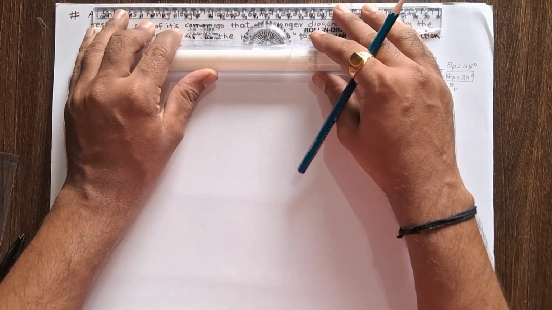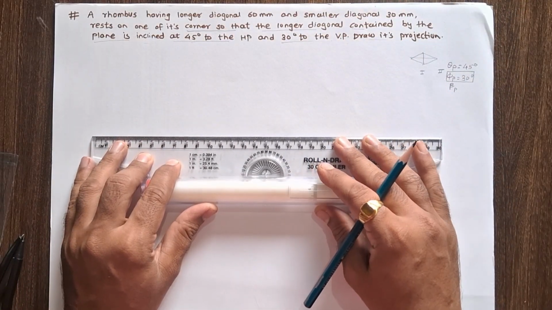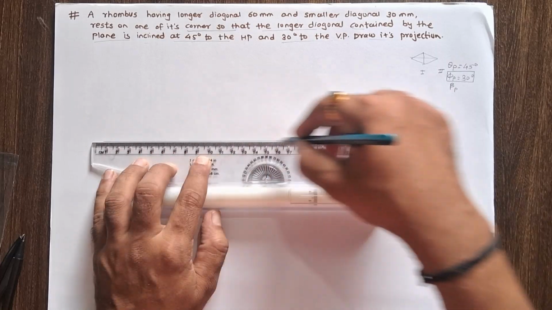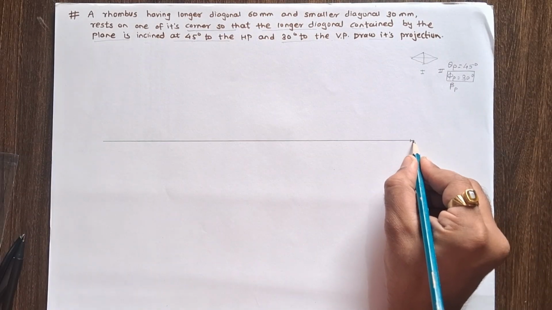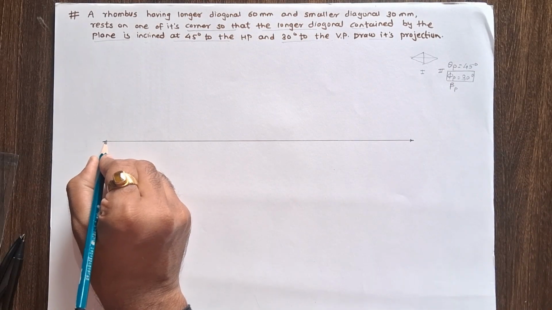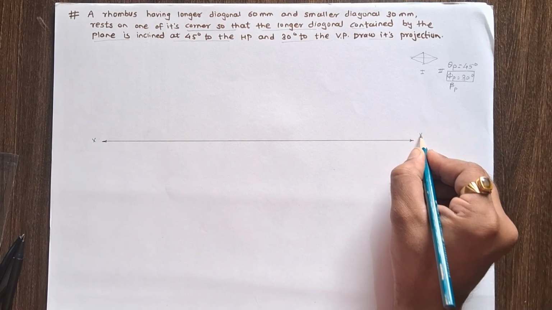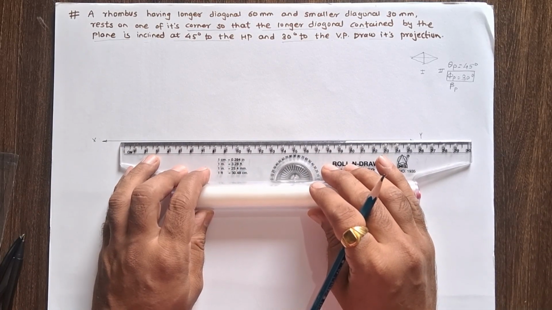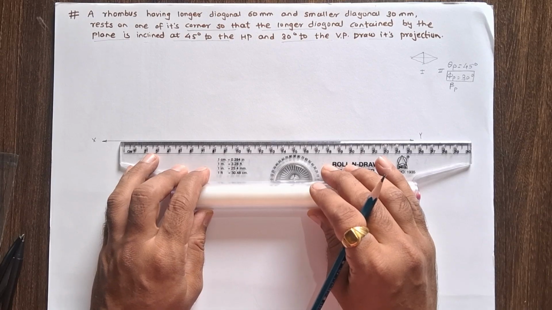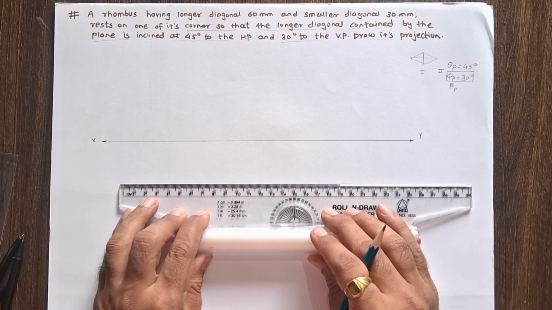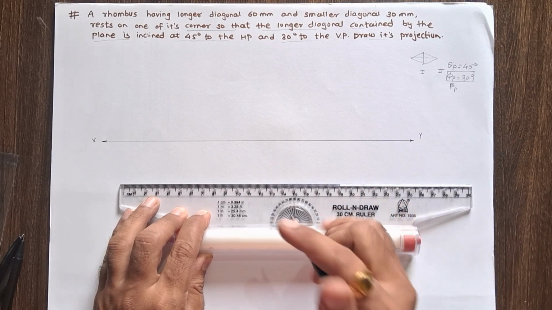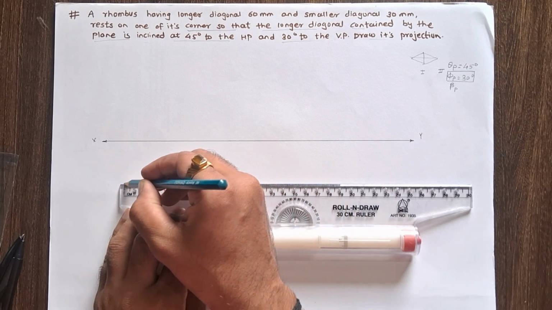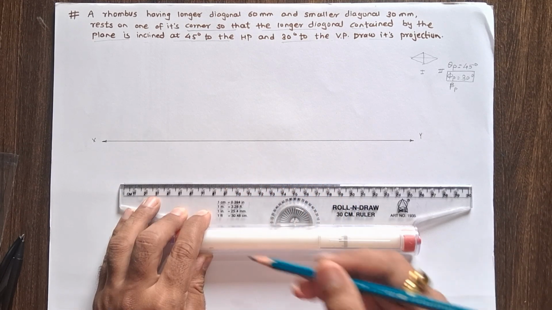Step 1, draw the xy line. A perfect horizontal xy line has to be drawn. Give the names x and y. Now draw the longer diagonal of the rhombus below xy. So in stage 1 we assume that the complete rhombus is in the horizontal plane. So by using a thin line, draw a horizontal rhombus.